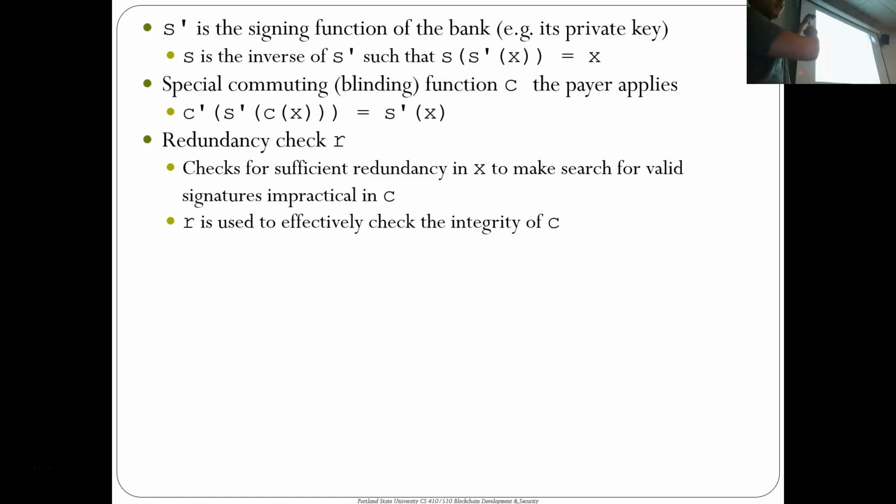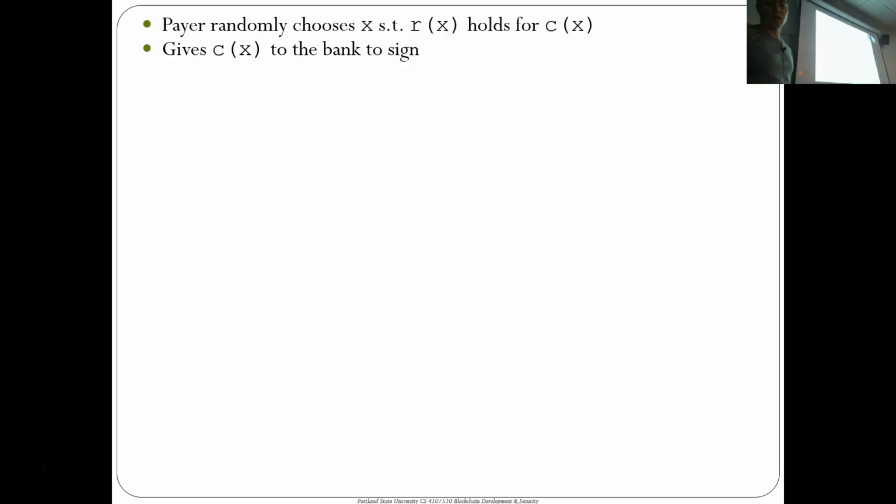That's like the whole magic of the blinding function. There is also this thing called a redundancy check R. In order for the magic of the blinding function to work, there are certain properties of X that have to hold, and that is represented in this redundancy check R. When you apply R to X, it will tell you whether or not that's a valid input X for the blinding function. This is basically an integrity check on X.